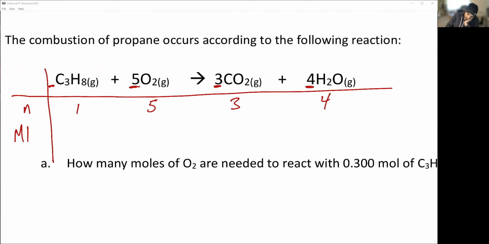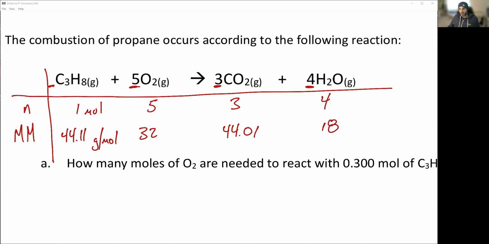And then we're also going to figure out the molar masses of all of these things. So C3H8 is 44.11 grams per mole. Oxygen, O2, is 32 grams per mole. CO2 is 44.01. Sorry, those are so close together, but it's what we got. And water is 18. So these are all in grams per mole of the substance.